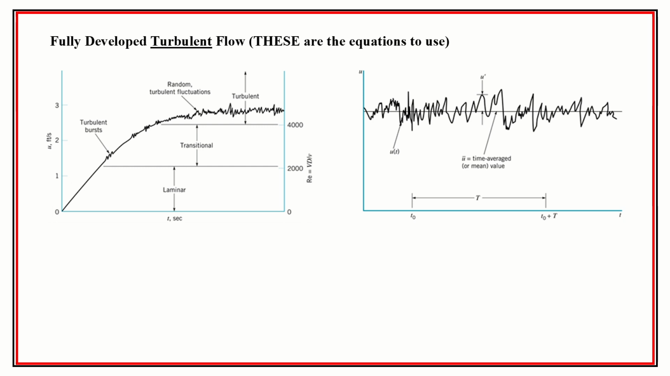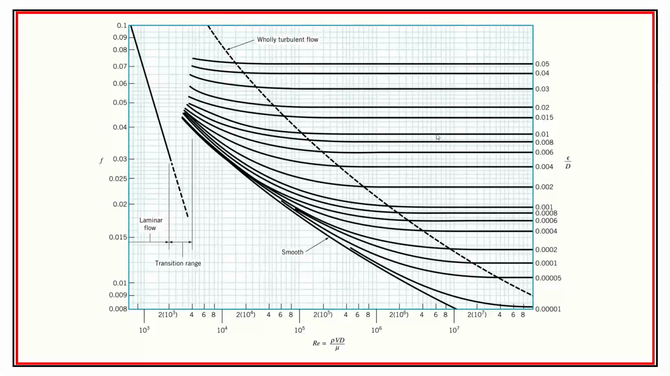What we do is they've created experiments and used the non-dimensional numbers and came up with a repeatable prediction of the pressure drop. And we do that by way of something called the Moody diagram.